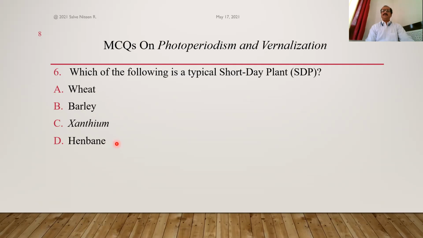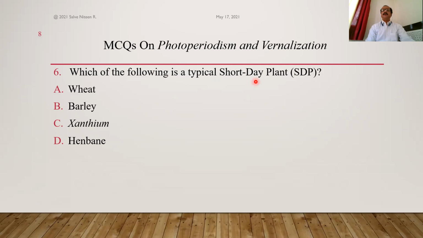Actually, it is a poisonous plant. It acts as a poisonous plant when used in larger concentration, but can act as a medicinal plant when it is used in smaller concentration. So all these plants, wheat, barley, henbane, these are the examples of LDP, long day plants. Xanthium is the example of a typical short day plant.